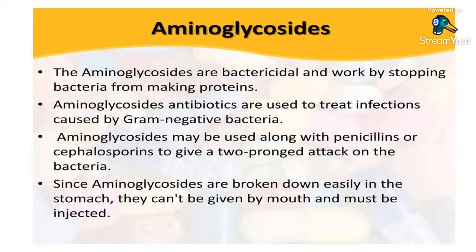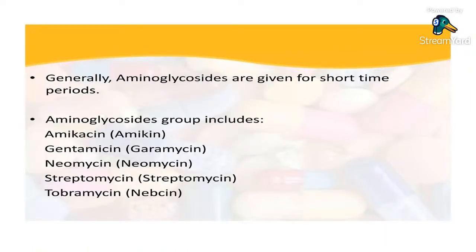Aminoglycosides. Aminoglycosides are bactericidal and work by stopping bacteria from making protein. Aminoglycoside antibiotics are used to treat infections caused by gram-negative bacteria. Aminoglycosides may be used along with a penicillin or cephalosporin to give a two-pronged attack on the bacteria. Since aminoglycosides break down easily in the stomach, they can't be given by mouth and must be injected. Generally, aminoglycosides are given for a short time period.